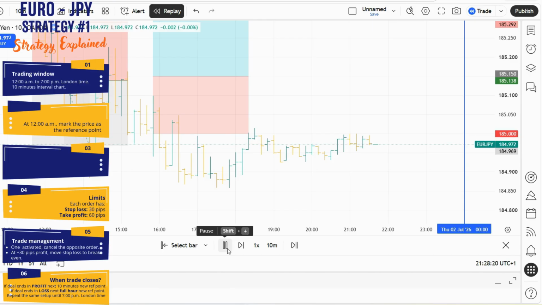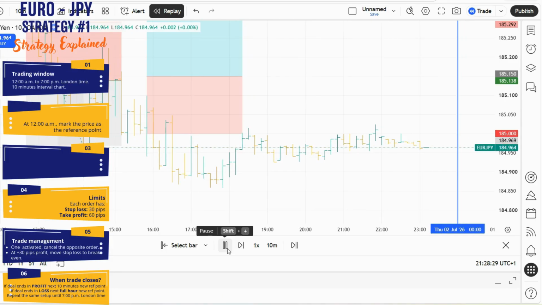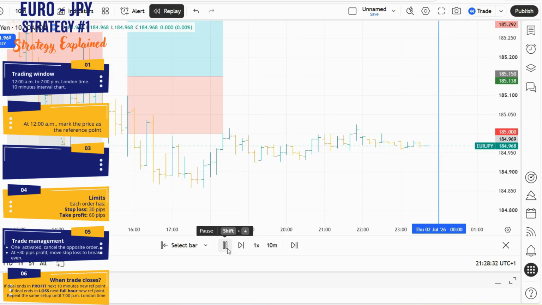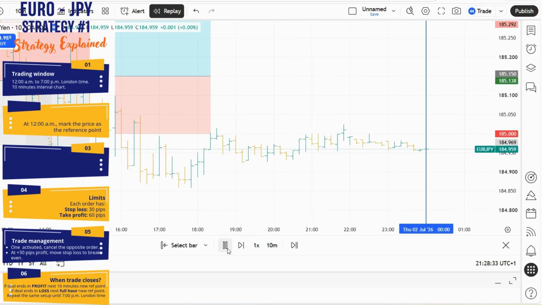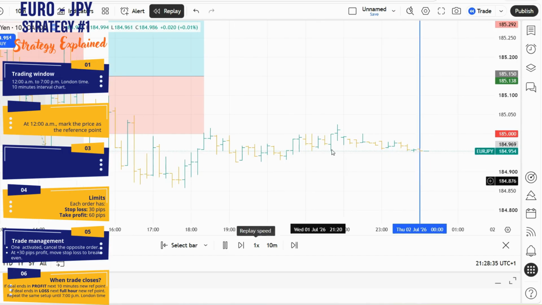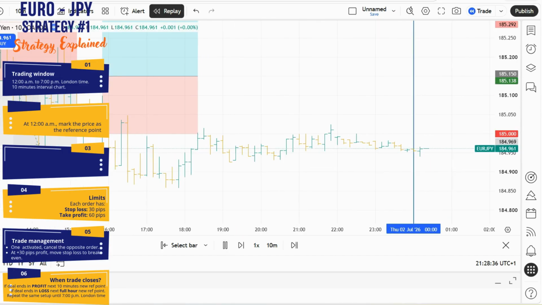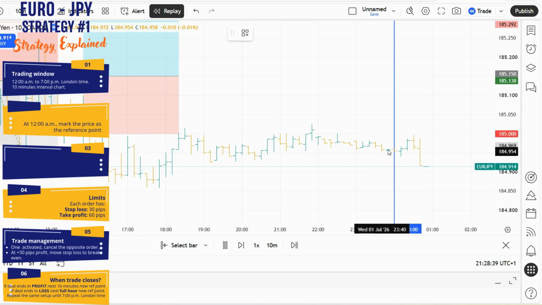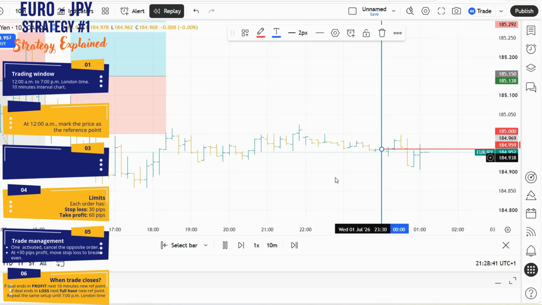As soon as one order becomes an active trade, the opposite pending order must be removed immediately. For example, when the sell order is activated, the buy order above the reference point is canceled. Similarly, when the buy order activates, the sell order below the reference point must be removed. This is an important part of the strategy because the 2 pending orders represent a single trading opportunity. They are not intended to create 2 separate positions. Once the market chooses a direction, only that active position should remain.